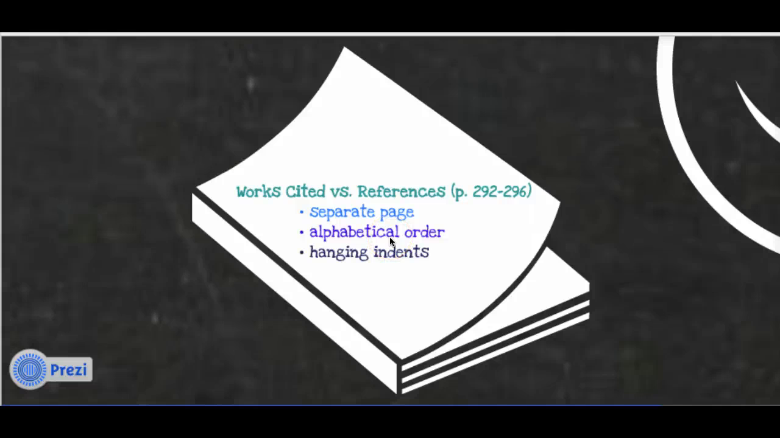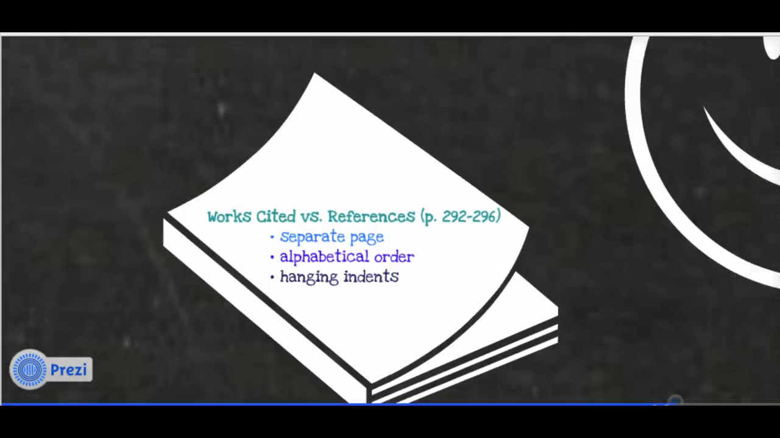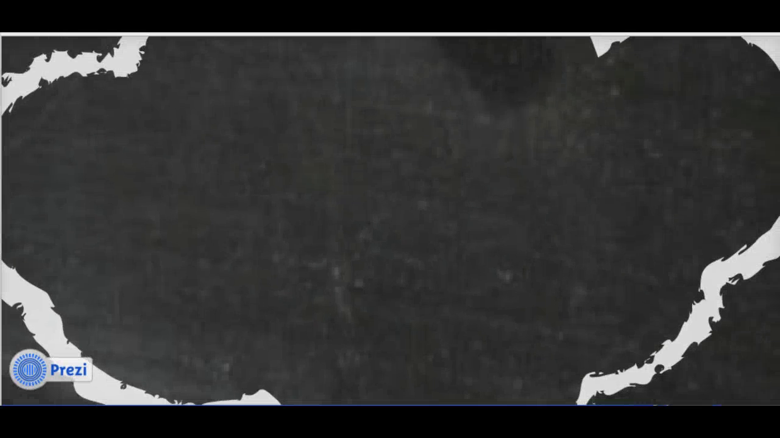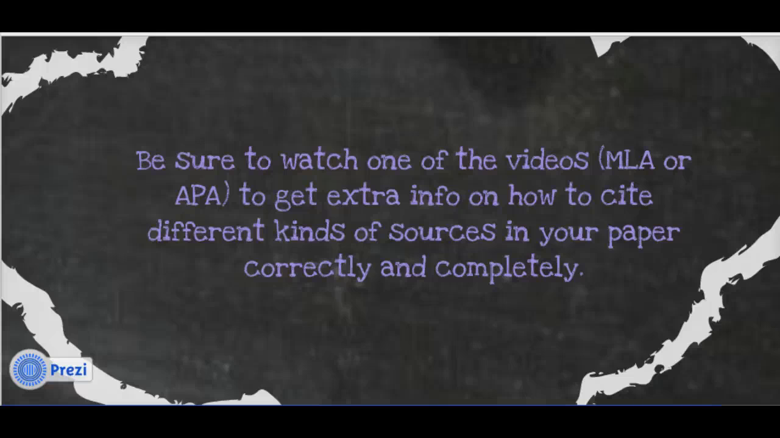Also, you want to make sure your sources are in alphabetical order and that you have hanging indents. Now, if you want to see what this looks like even more, make sure that you watch one of the videos, MLA or APA, to get extra info on how to cite different kinds of sources in your paper correctly and completely.